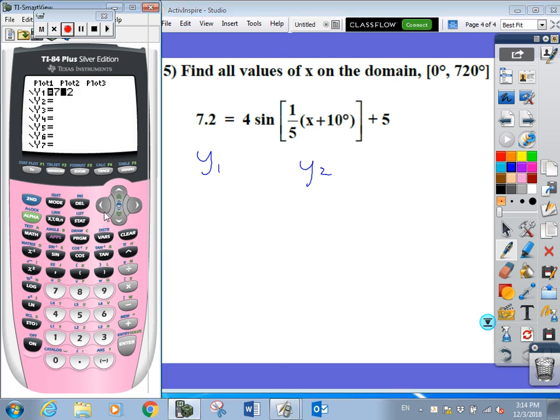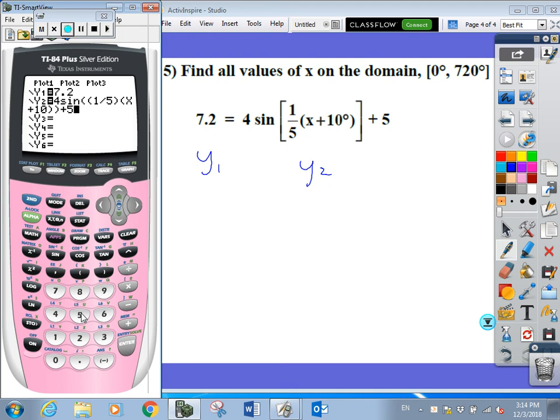So 7.2, 0.2. And then 4 sine. Now again, if you can make it 1/5 look like that. If you can't, on your calculator, because it's older, put the 1/5 in its own set of parentheses. The x plus 10 has to be in its own set of parentheses, and I have to close again. So I open, open, open, close, close, close. I have to close as many times as I open because I'm adding that plus 5.